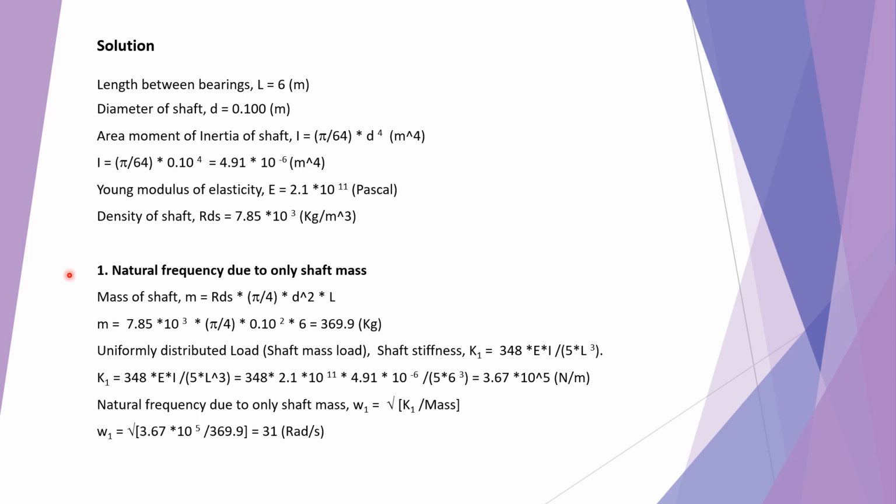So now point number 1, natural frequency due to only shaft mass. The mass of the shaft is calculated as m equals RDS × π/4 × d² × L. So m is 369.9 kg. For a uniformly distributed load, you can find the shaft stiffness K1 = 384 EI upon 5 L cube. So K1 will be 3.67 × 10^5 Newton per meter. So natural frequency due to only shaft mass, W1, is equal to the square root of K1 upon m, which is 31 radian per second.